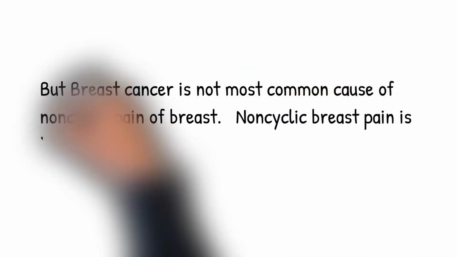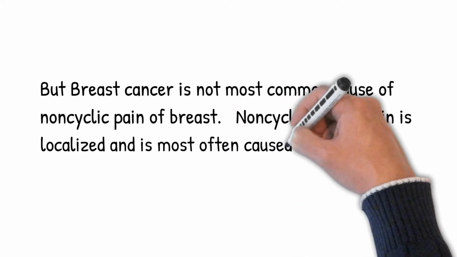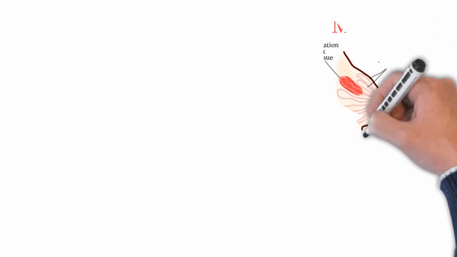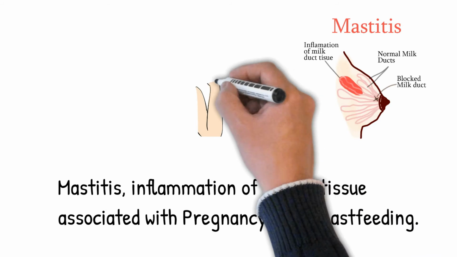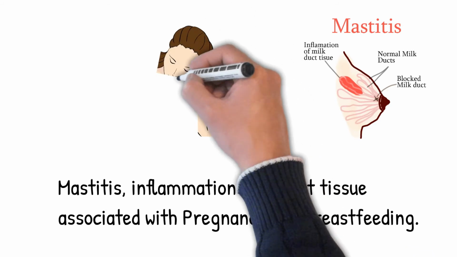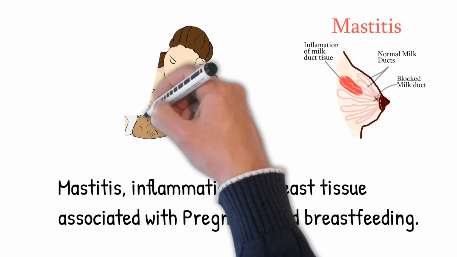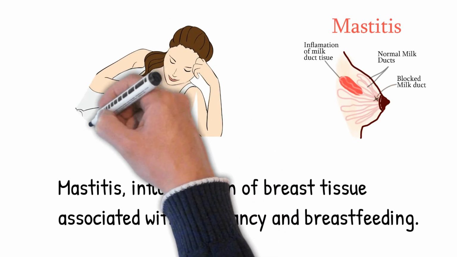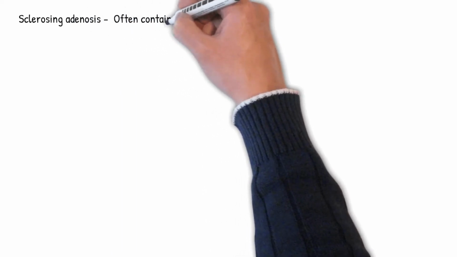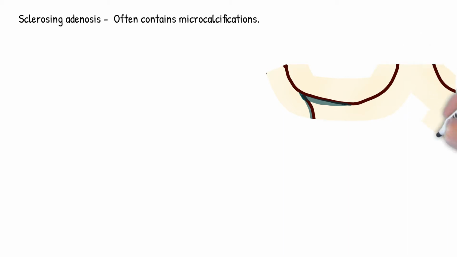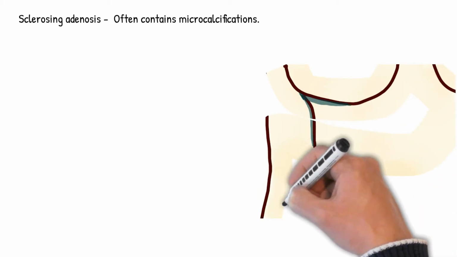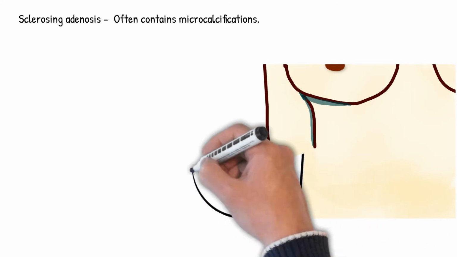Non-cyclic breast pain is localized and is most often caused by a cyst or mass. Mastitis is inflammation of breast tissue associated with pregnancy and breastfeeding. It may present as a bacterial infection in 15%. If breast pain occurs during pregnancy or soon after delivery, it is mastitis with high probability. Sclerosing adenosis is a proliferation of small ductules or acini in the lobule. Pattern is often confused with infiltrating ductal cancer, and often contains microcalcifications.